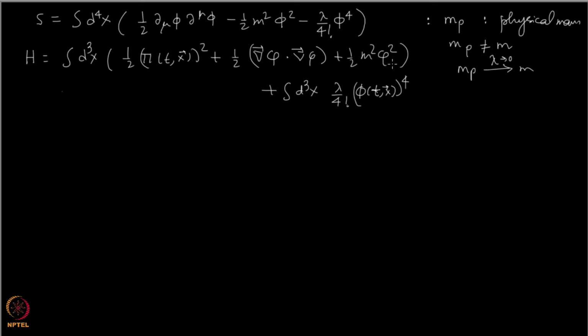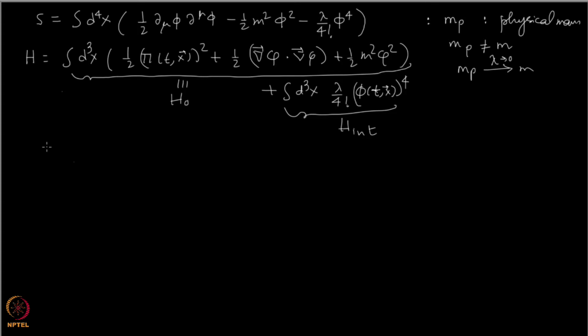and this part I will call h naught. So this is by definition h naught. This is h interaction. Okay, so these are the names for these two terms. So I write h as h naught plus h interaction.